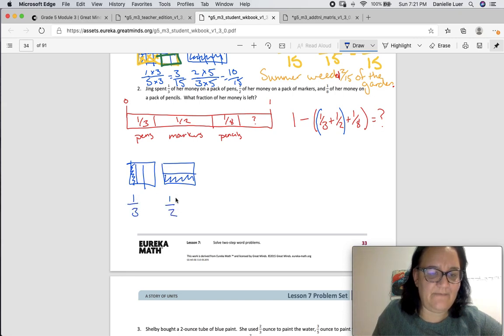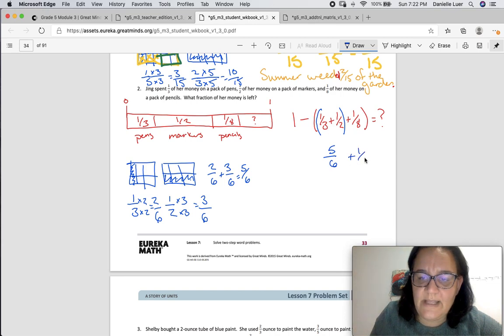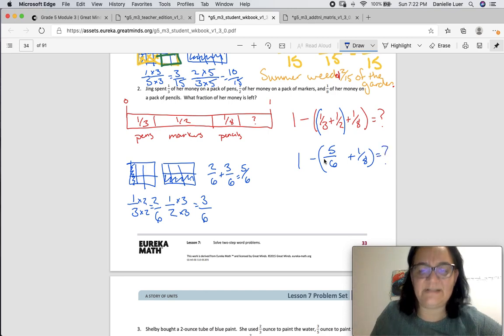1/3 plus 1/2. I'm going to multiply 1/3 times 2, which equals 2 out of 6. And then I'm going to multiply 1/2 times 3, which equals 3 6s. Okay, 1, 2, 3 out of 6. So 2 6s plus 3 6s equals 5 6s. So I can take this and I can rewrite it. 5/6 plus 1/8. Take 1 from there. Okay, I've just simplified it a little bit.